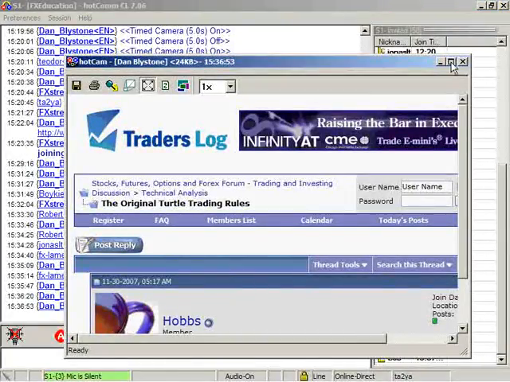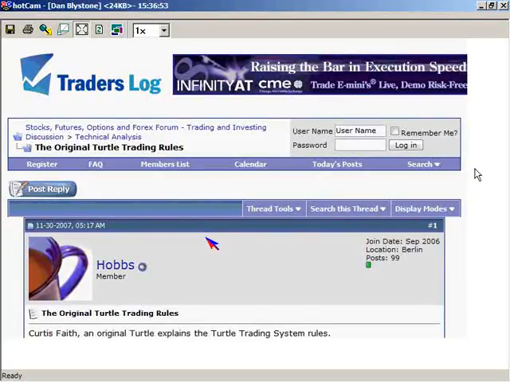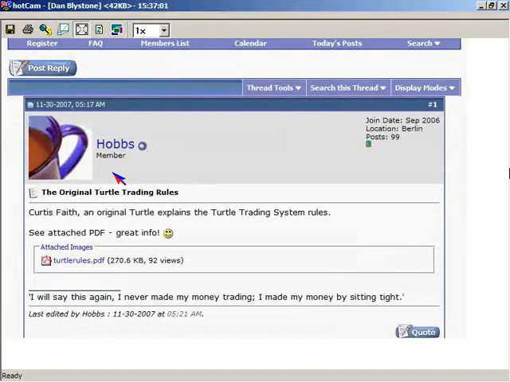And we lost the image again. Okay. There we have the page with Turtle Trading Rules, and I just pasted the URL in there too.